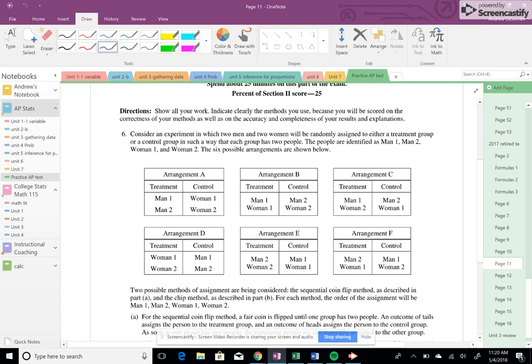So, consider an experiment in which 2 men and 2 women will be randomly assigned to either a treatment group or a control group in such a way that each group has 2 people. The people are identified basically as man 1, man 2, woman 1, and woman 2. The 6 possible arrangements are below, where man 1 is in the treatment group, man 2 is in the treatment group, woman 1 is in the control group, woman 2 is in the control group, is arrangement A.